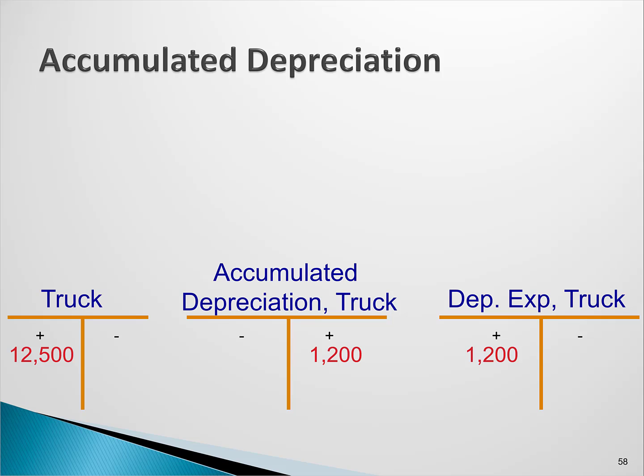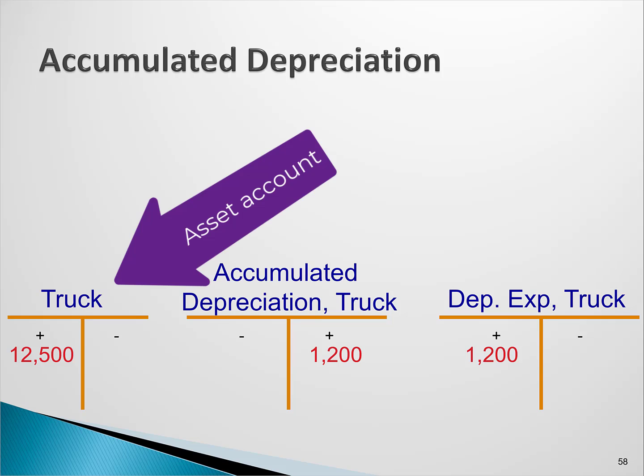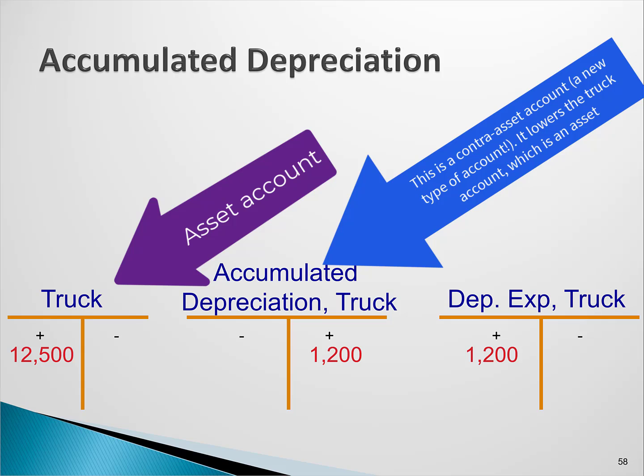So we've got three T accounts. On the left, we've got the truck account. Notice we have $12,500 on the left side showing the historical cost. Now we won't lower that value ever unless we got rid of the truck in the future. So that $12,500 will always be there to show us the historical cost of the truck, and we won't affect it. In the middle, we have the contra asset called accumulated depreciation for that truck.